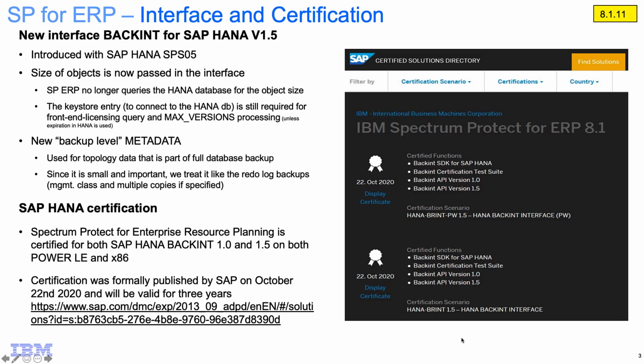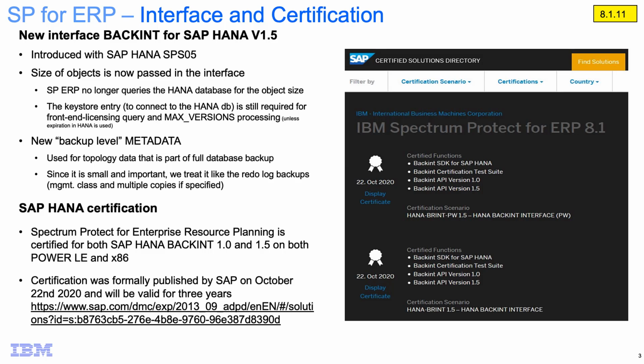So continuing with Spectrum Protect for ERP or Enterprise Resource Planning, there have been some changes in the interface for SAP. SAP HANA has introduced a new interface for their Backint utility, which is called version 1.5.